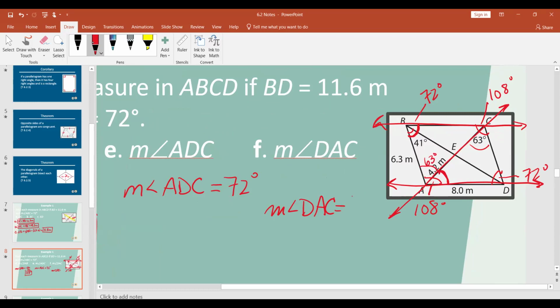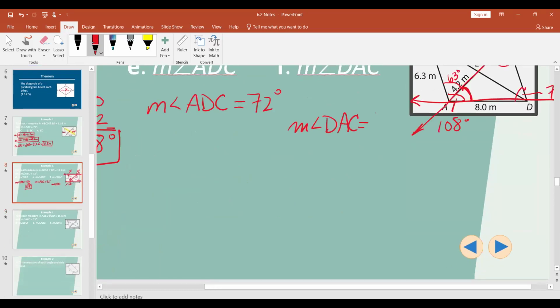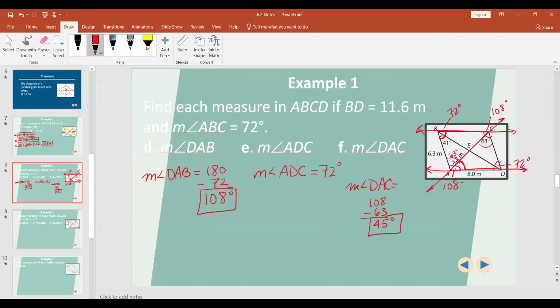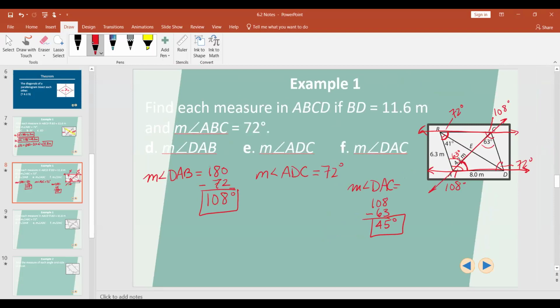And we know that the sum of both of these added together is 108. So DAC is actually 108 minus 63, which is that opposite side. So the measurement of angle DAC is 45 degrees. It's the difference of 108, which is that entire angle BAD, minus that top left side that's 63 degrees. So we're even going back to using our rules from our parallel section in previous chapters.